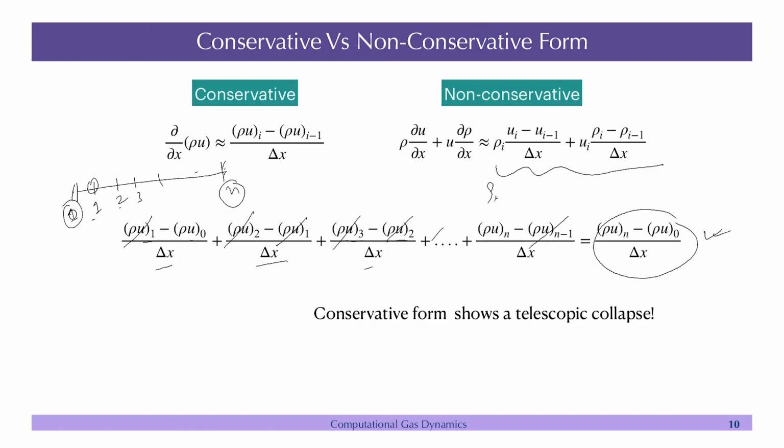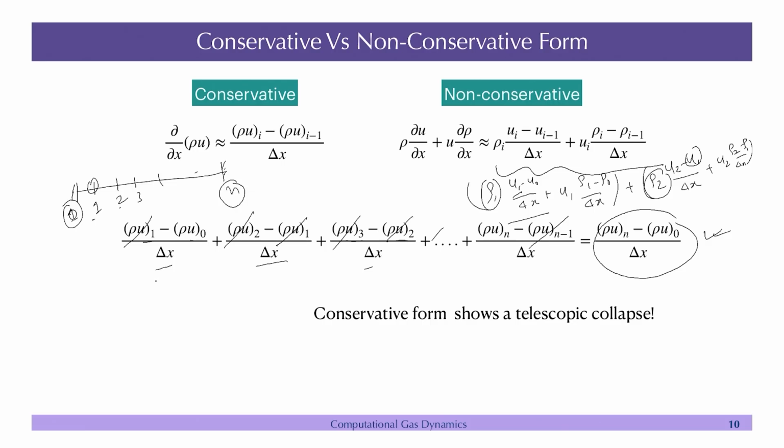The first term will be rho 1 times u 1 minus u 0 by delta x, plus u 1 times rho 1 minus rho 0 by delta x. The second term will be rho 2 times u 2 minus u 1 by delta x, plus u 2 times rho 2 minus rho 1 by delta x. You can see that the terms are not getting cancelled out, because here rho 1 is multiplying u 1, while here rho 2 is multiplying u 1, and similarly there are other differences also.